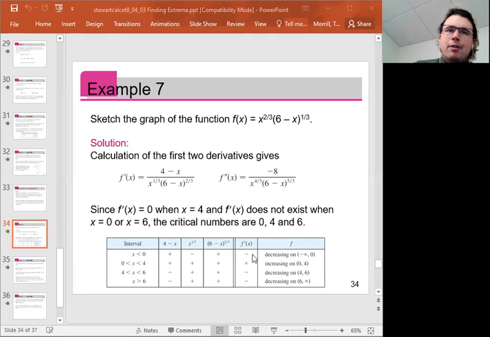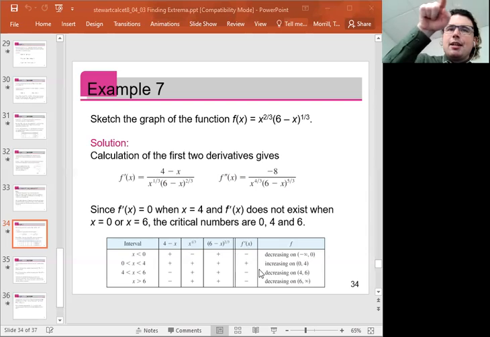So less than 0, the derivative is negative. Between 0 and 4, the derivative is positive. Between 4 and 6, the derivative is negative. And above 6, the derivative is negative. So that information tells me that I'm decreasing, then I increase again. I've got a minimum here, a local minimum.